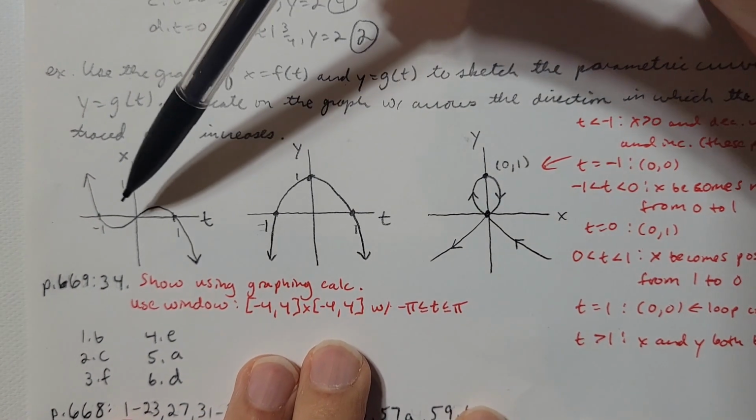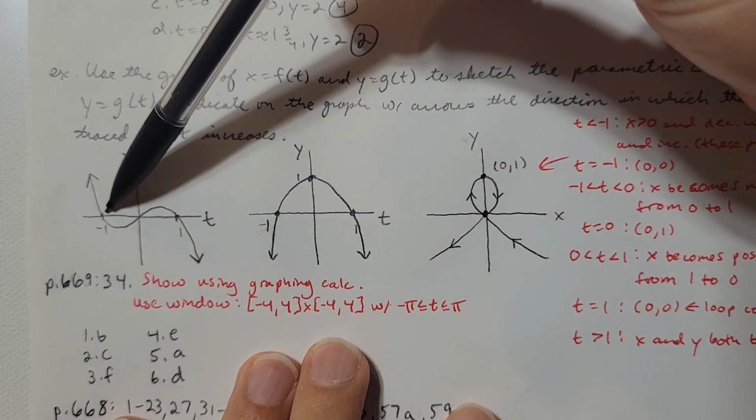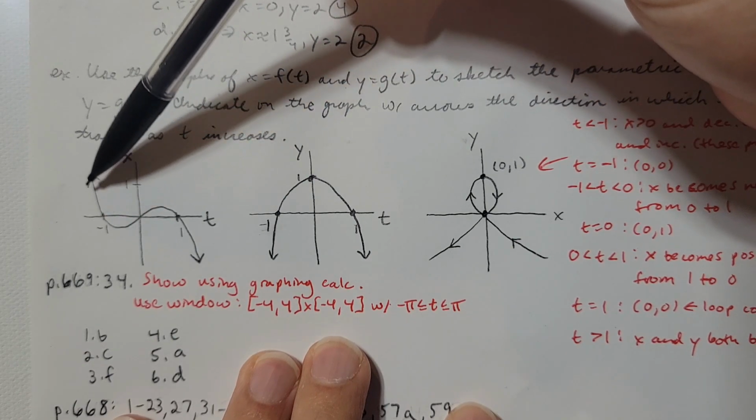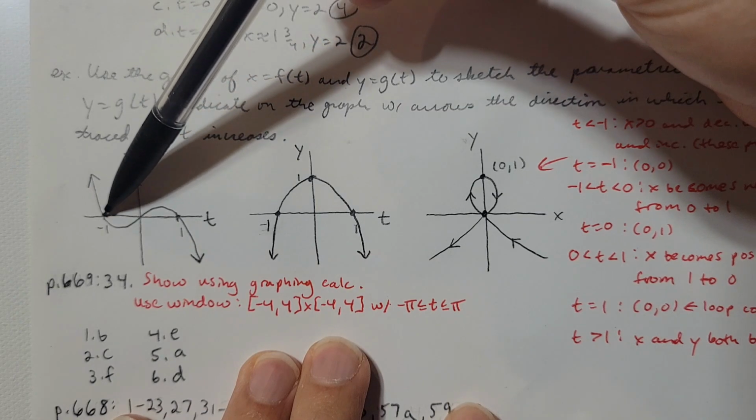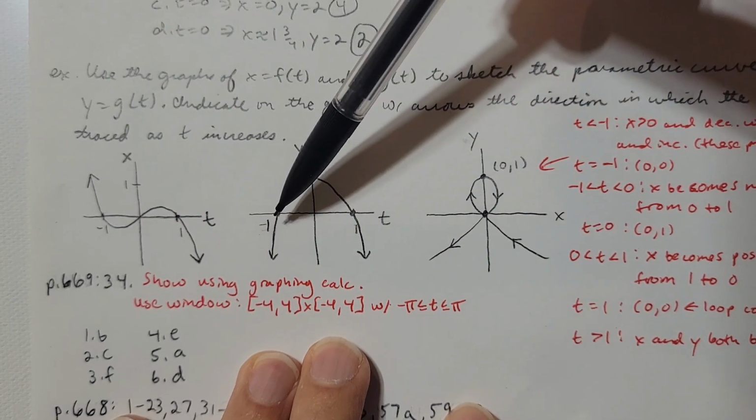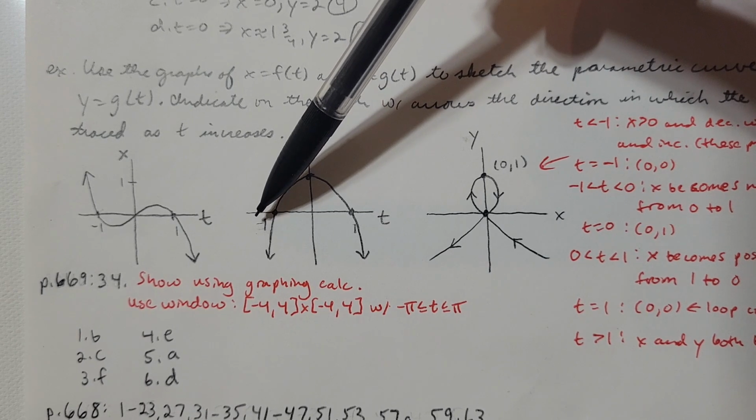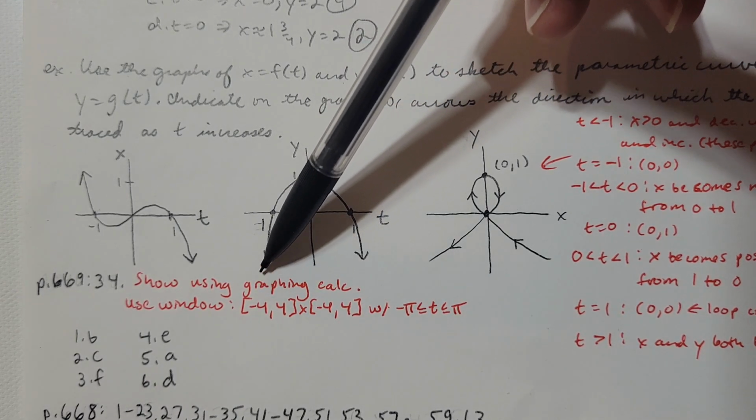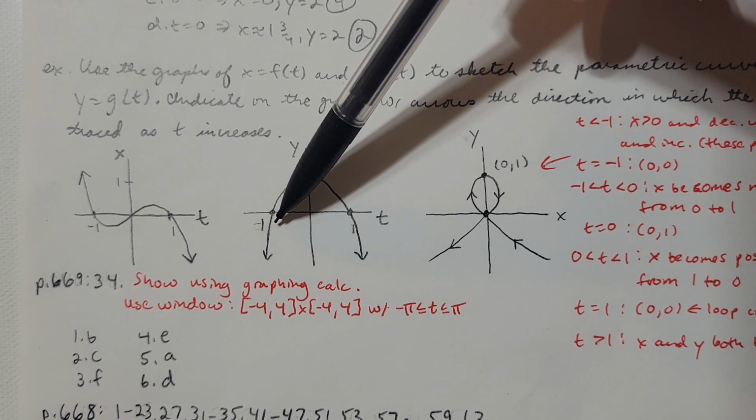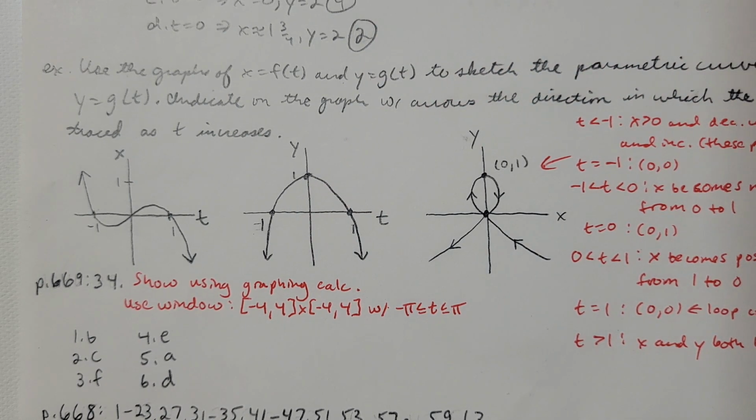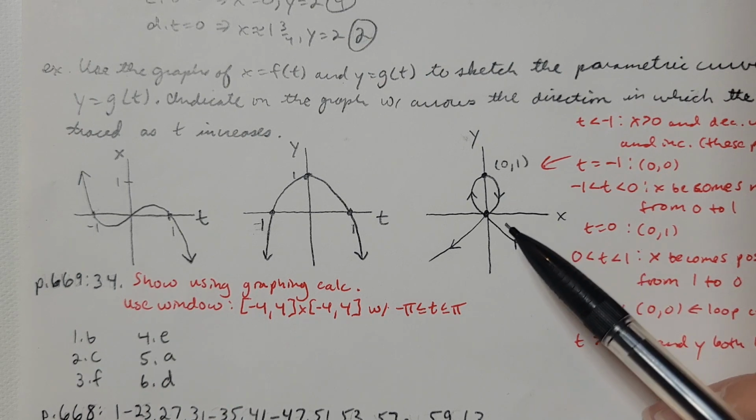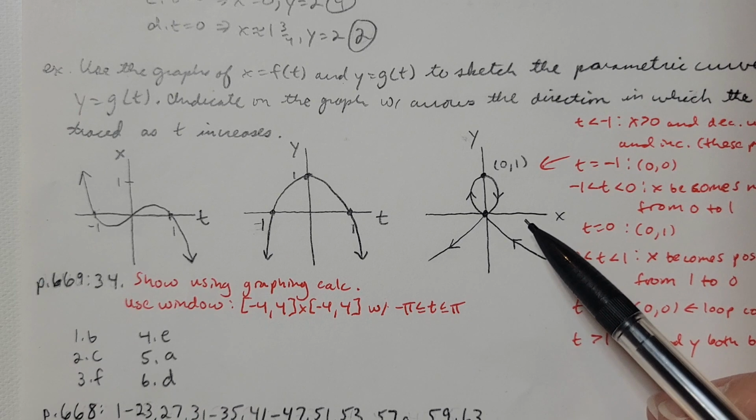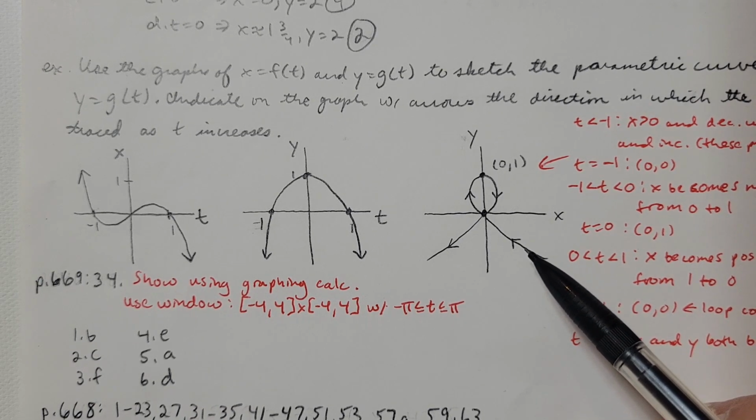Well, if t is some number that's less than -1, it looks like x is a positive number, and x is also decreasing. If t is less than -1 over here, y is a negative number, and y is increasing. Okay, so x positive means I'm to the right of the origin there, and y negative means I'm down here.